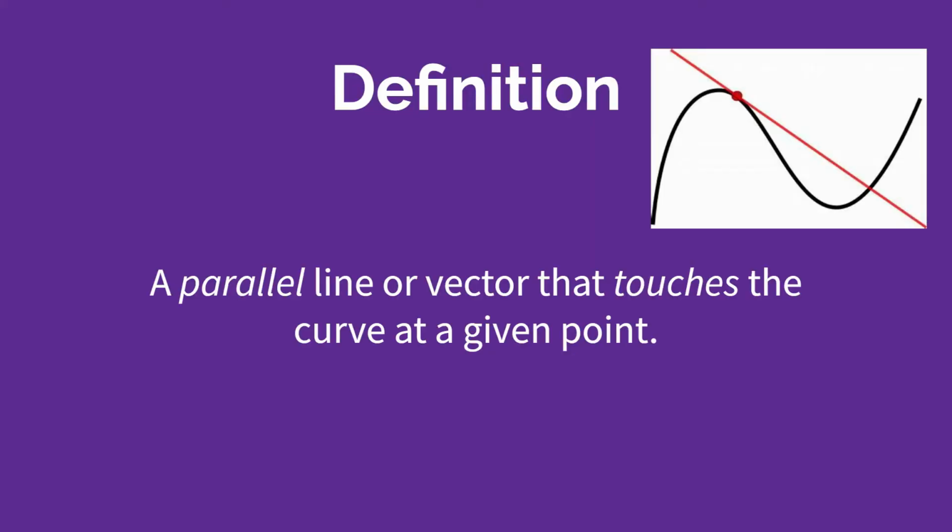So for this, we're going to define tangent as a parallel line or vector that touches the curve at a given point. And here's an example right here in this top corner. This black little wavy thing is the curve. This red straight line is the tangent. You can see right here that it touches the curve at this particular red point, and it's parallel. It also crosses the curve right here, but almost perpendicularly, and it doesn't touch right there.